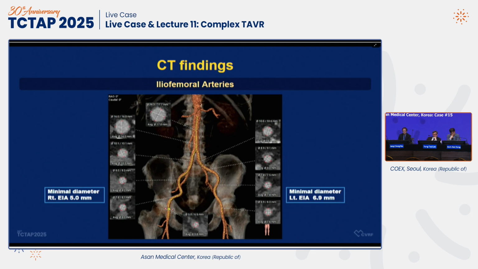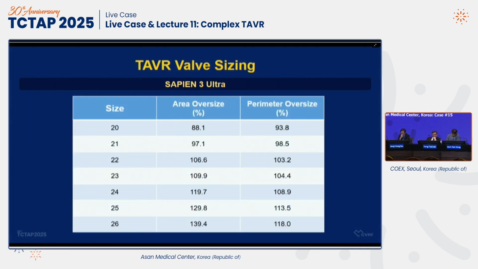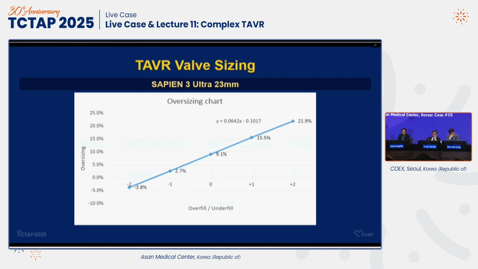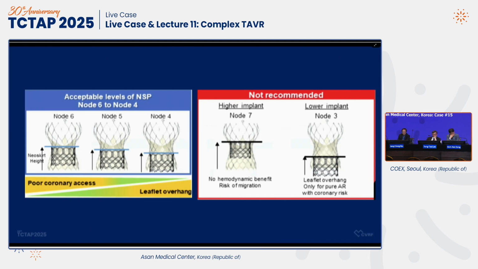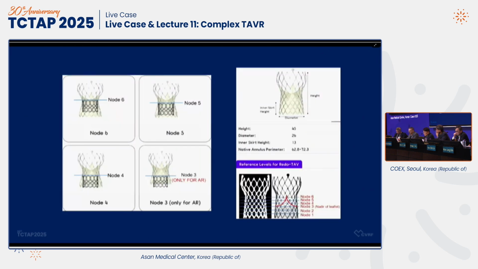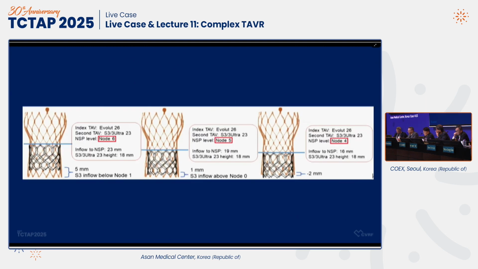And we have a large diameter of femoral artery for 14 French sheaths. And this is a sizing chart for Sapien 3 Ultra. This is the oversizing graph for 23 millimeter Sapien 3 Ultra. And on the left, you can see the diagram for acceptable level of neo-skirt plane, which is node 6 to node 4. With high implantation, you have a chance of limiting the hemodynamics, and there's a higher risk of migration. And with lower implantation, there's too much left lobe overhang. And on the right side, you can see the 26 millimeter Evolut R reference diameter. And we are targeting for node 6, and this is the expected overhang for each level of implantation.